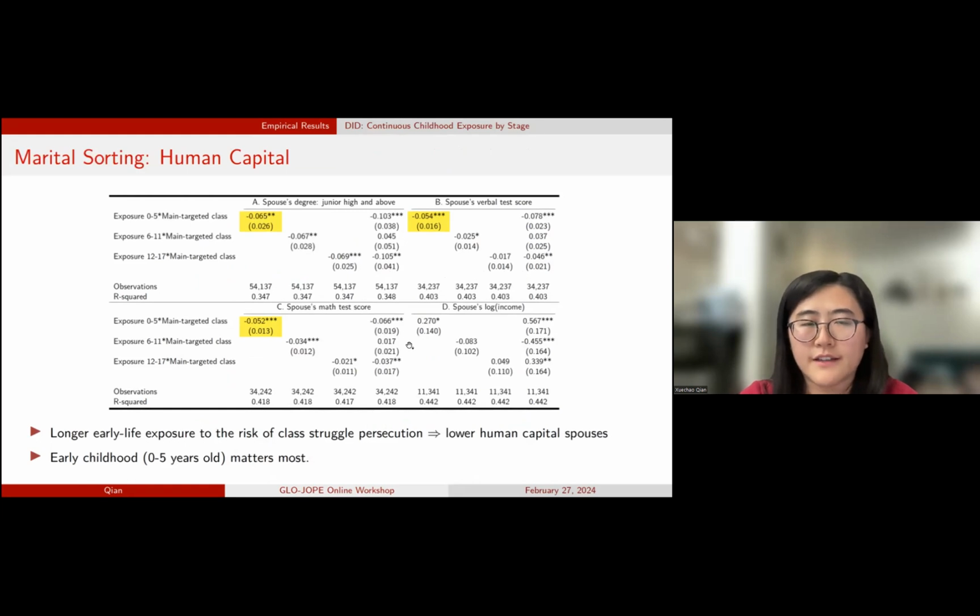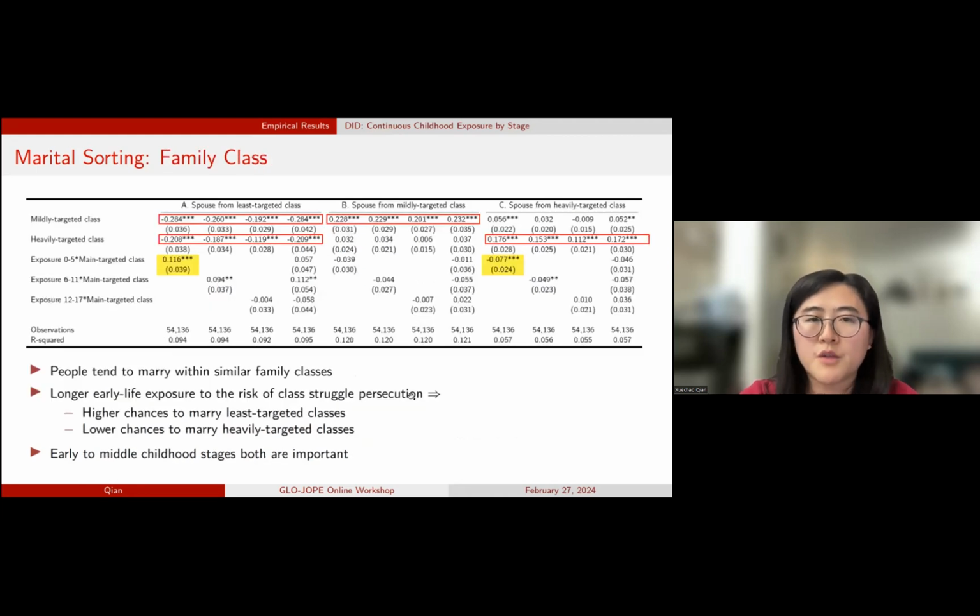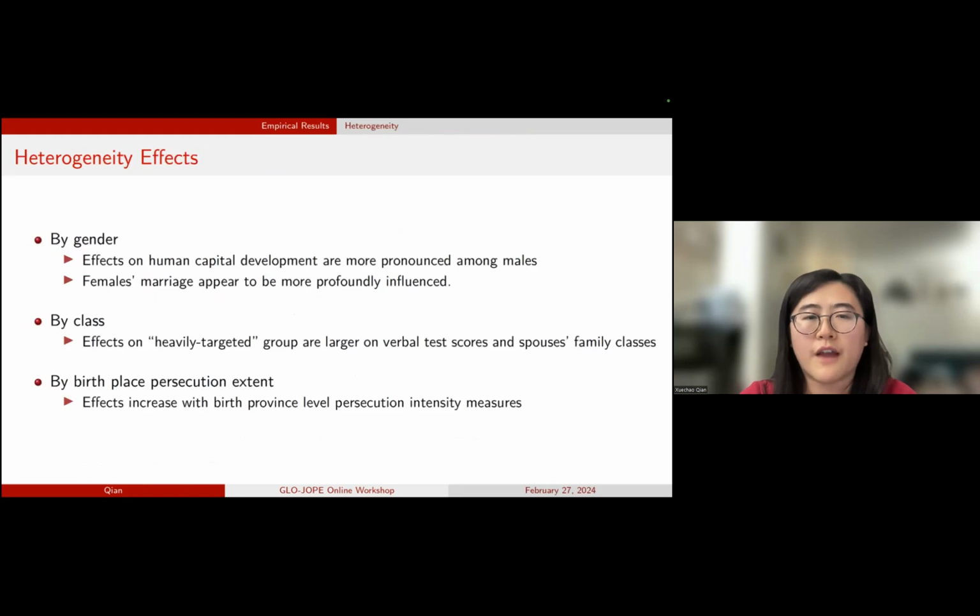Then we can also add in the spouse controls and look at the association with the spouse's outcomes. Here it tells us that early life exposure also leads to a higher probability of marrying people with lower human capital outcomes. But even after we control for human capital, they are marrying people coming from those classes that were protected by the regime, and less likely from their own classes or those targeted classes. Which means that something changes their perception, or some other type of sorting beyond human capital sorting.